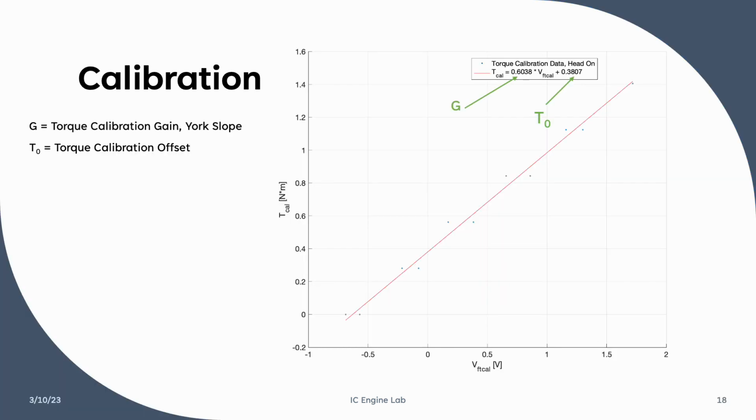The process from week 1 to week 2 remains relatively the same, at least in the beginning stages. Since the head is now on the IC engine, we need to recalibrate the force transducer so the torque data is accurate. The gain and torque offset values are similar but not the same from week 1.